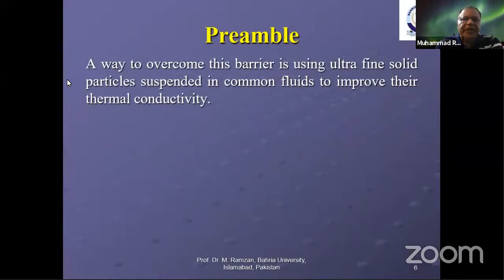A way to overcome this barrier is using ultrafine solid particles suspended in common fluids to improve their thermal conductivity. The suspension of nano-sized particles with a size of 1 to 100 nanometer in conventional base fluids is called a nanofluid. Choi first used the term nanofluid in 1995. Nanofluid compared to suspensions with particles of millimeter or micrometer size shows better stability, rheological properties, and considerably higher thermal conductivity.